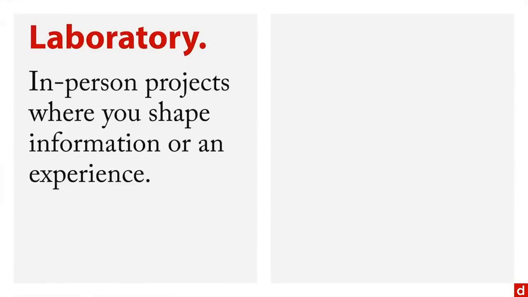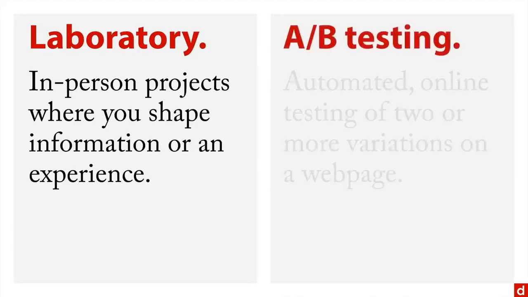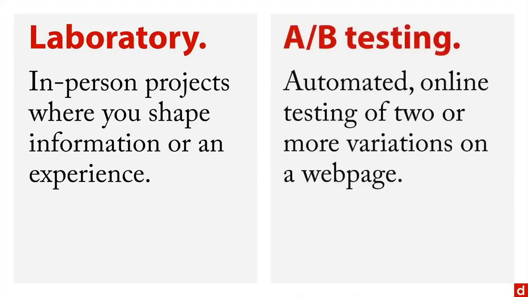The first one is laboratory experiments, and that's in-person projects where you shape the information or an experience for the participants as a way of seeing how that involvement changes their reactions. It doesn't necessarily mean that you're a participant, but you create the situation. And then there's also A/B testing. This is automated online testing of two or more variations on a web page. It's a very, very simple kind of experimentation that's actually very useful for optimizing websites.